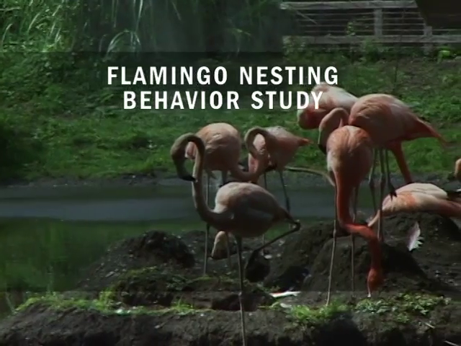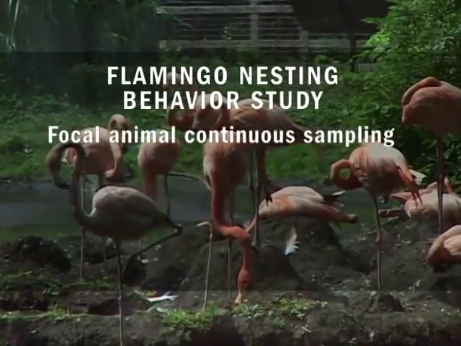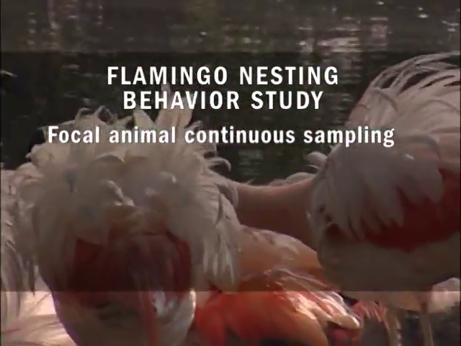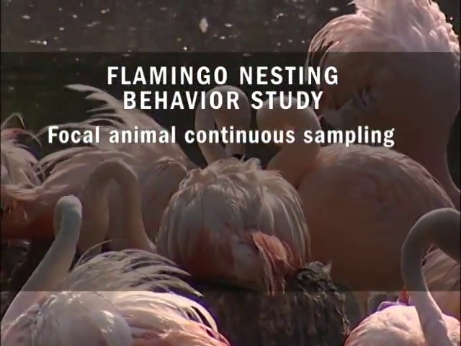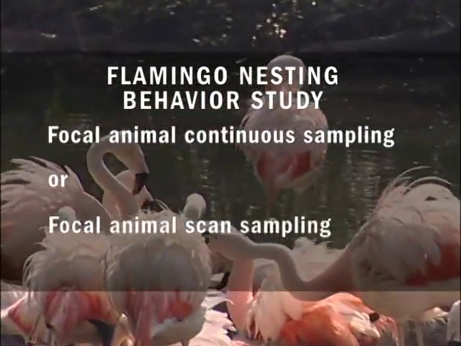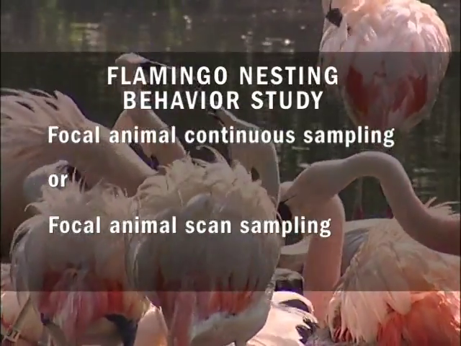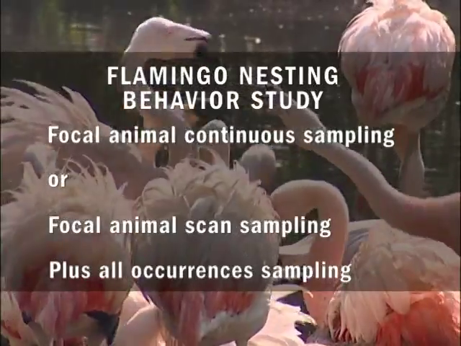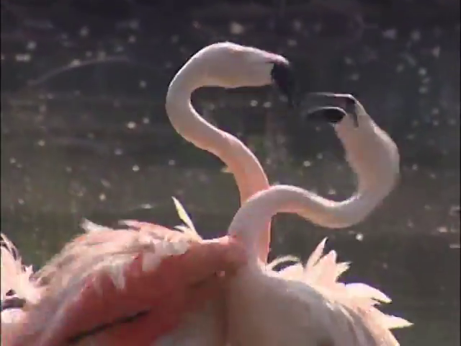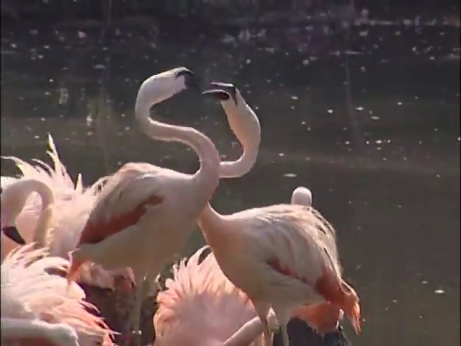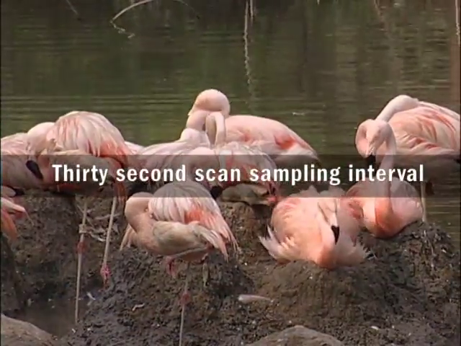Because the number of behaviors on your flamingo ethogram is relatively small, you have the leisure to record data continuously. Since you're interested in differences in behavior between females, continuous sampling of focal animals should work well in this case. You could use focal animal scan sampling to provide an estimate of the amount of time each female spends in nesting behavior, and pair that with all occurrences sampling to determine the frequency of aggressive behavior. Because flamingos are active birds and highly social, a relatively short scan sampling interval should be used. A sampling interval of 30 seconds would be reasonable.